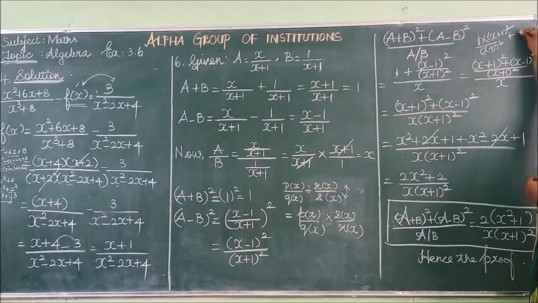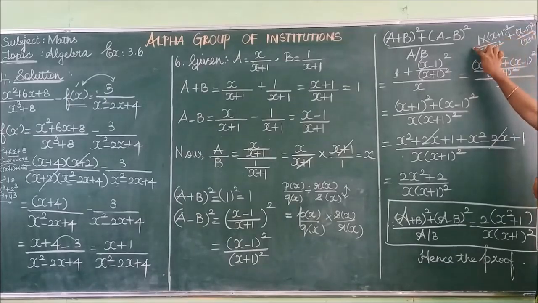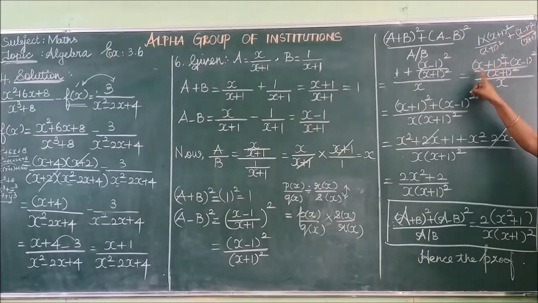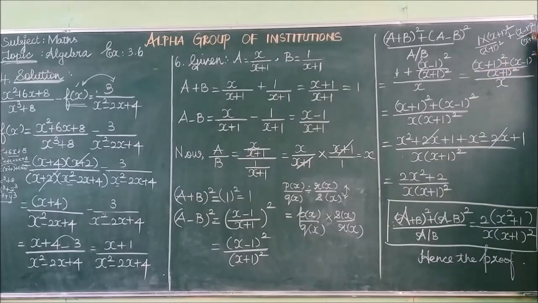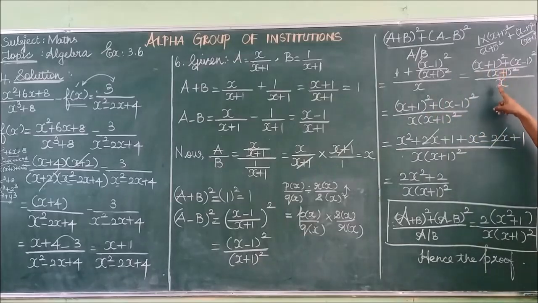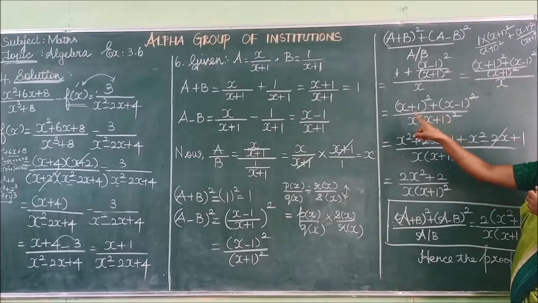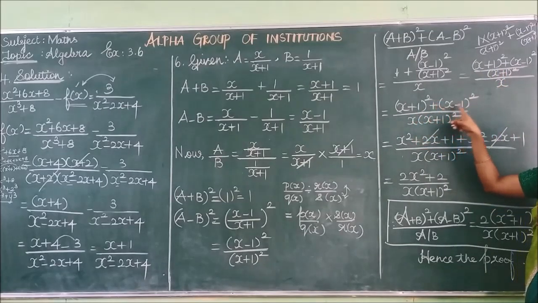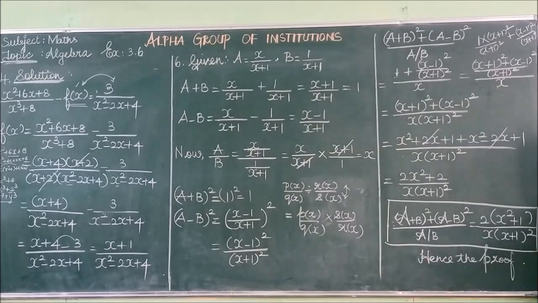What is the next term? (x minus 1) square divided by (x plus 1) square. So 1 into (x plus 1) whole square is equal to (x plus 1) whole square plus (x minus 1) whole square. Both contain the same denominator, (x plus 1) whole square, divided by this x. So the denominator gets multiplied. What's the numerator? (x plus 1) whole square plus (x minus 1) whole square.